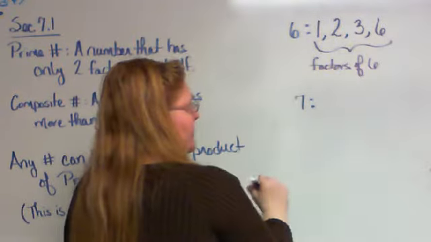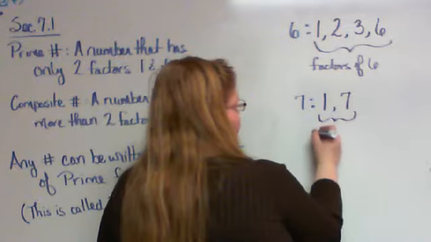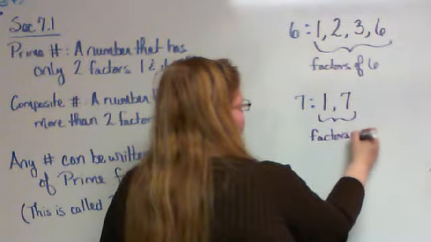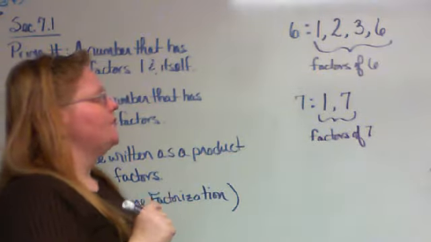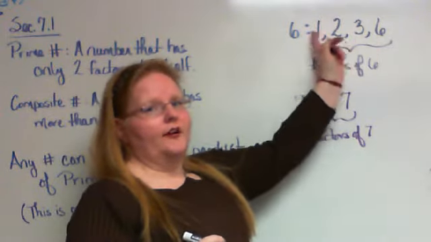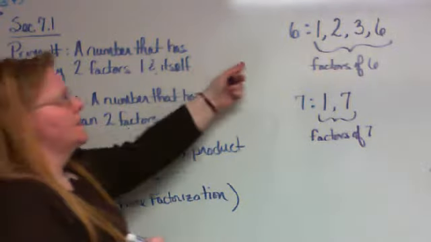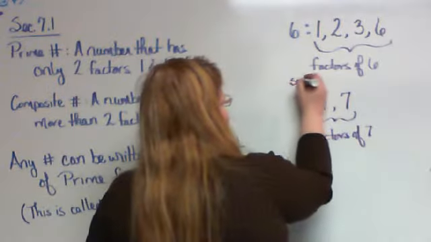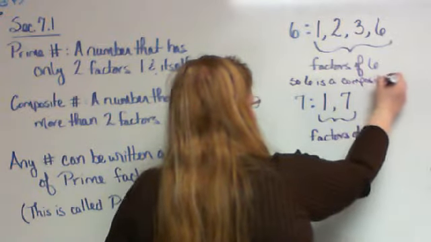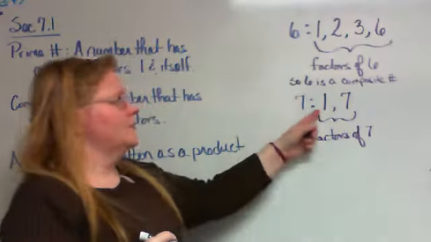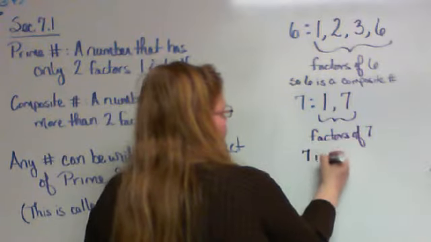If we talk about the number 7, well, 1 goes into 7 evenly and 7 goes into 7 evenly. So these are the factors of 7. That's all the numbers that go into 6 evenly and all the numbers that go into 7 evenly. If I count up how many factors I have, 4 factors. 4 factors is more than 2, which means that 6 must be a composite number. Here, there are only 2 factors, 1 and that number, which means that 7 is a prime number.